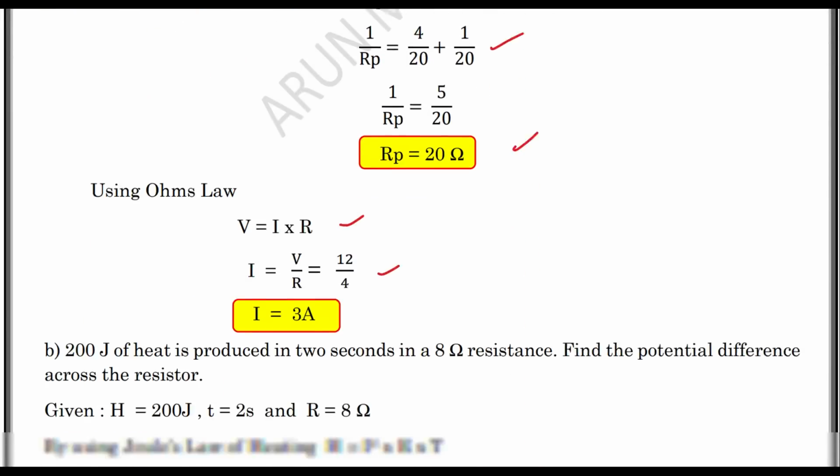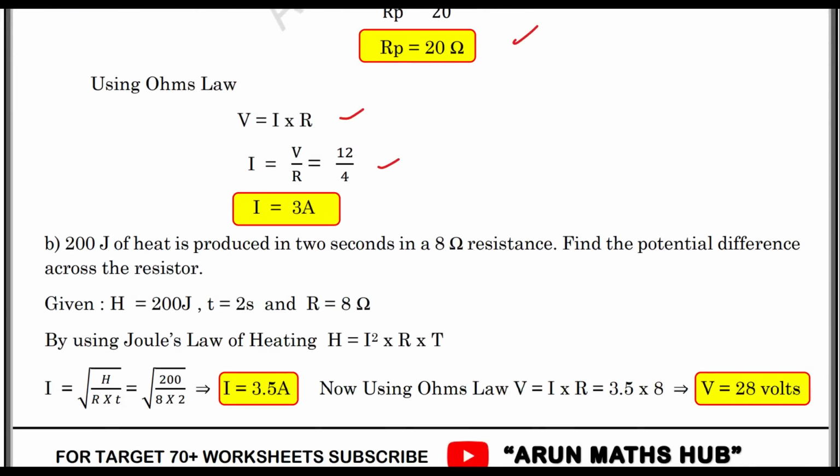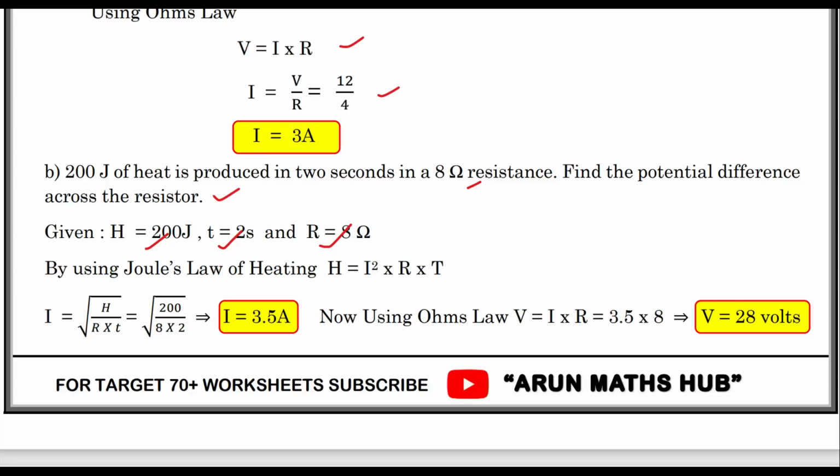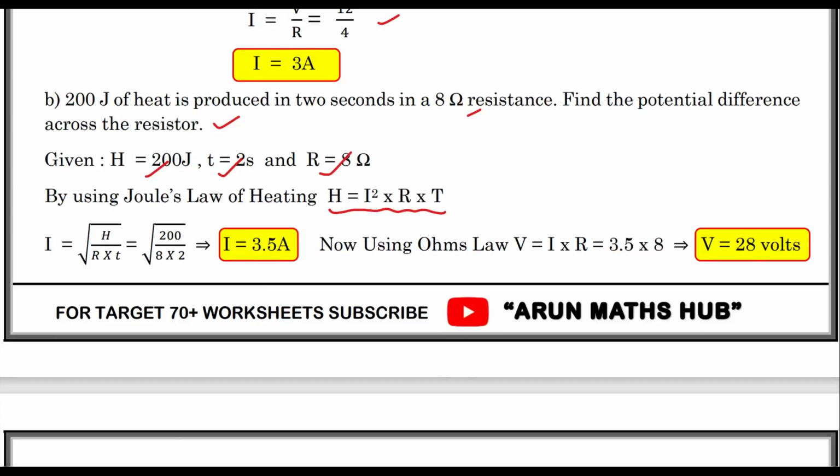Next question, question B. 200 joules of heat is produced in 2 seconds in an 8 ohm resistance, that is H equals 200 joules, time equals 2 seconds, R equals 8 ohm. By using Joule's law of heating, H equals I square RT, we get I equals square root of H by RT. Substituting the values, we get I equals 5 ampere. By using Ohm's law, again V equals what? IR, we get V equals 40 volts.